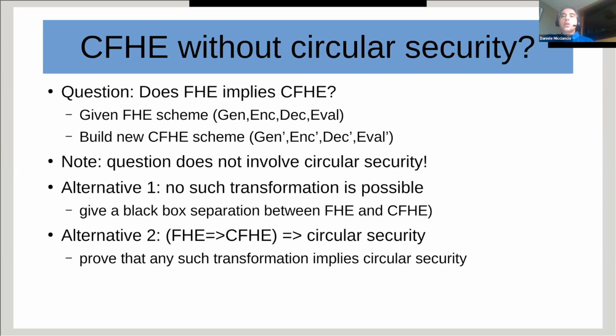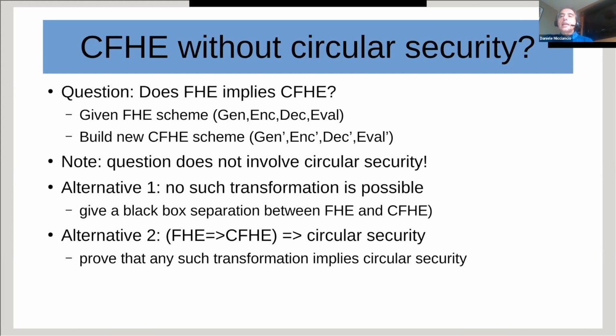But of course, maybe the answer is no. But in that case, it would be good to get some better understanding of the situation. In particular, one may ask, is it possible to prove that you cannot do this generically? There is no black box construction from fully homomorphic encryption to composable fully homomorphic encryption. So there is no generic transformation. Any transformation needs to use the specific properties of the scheme.